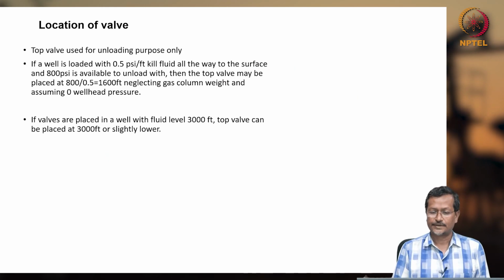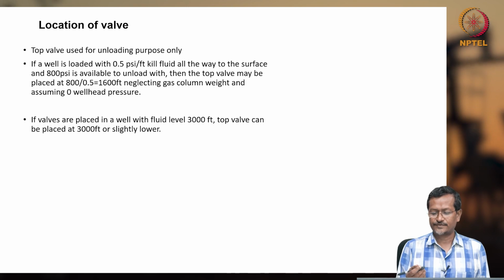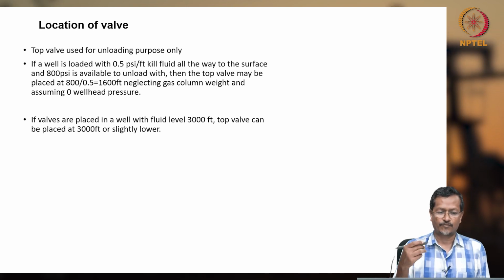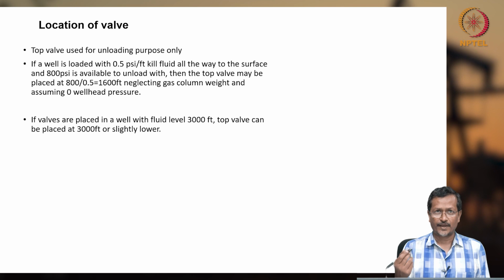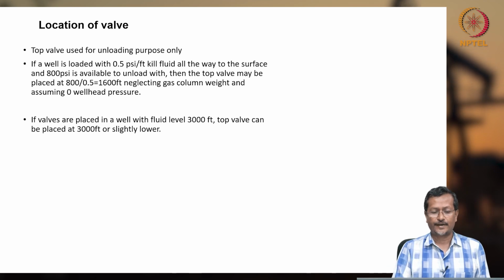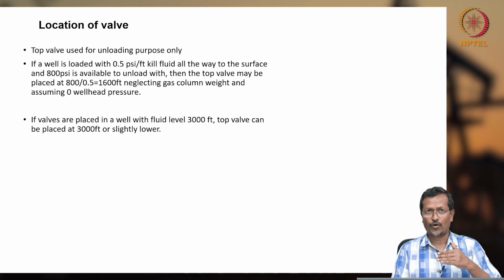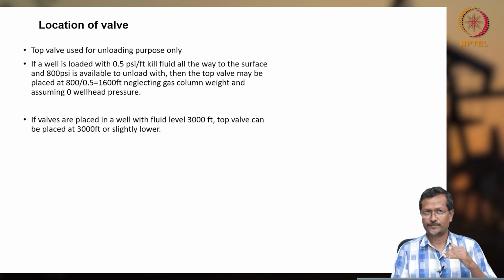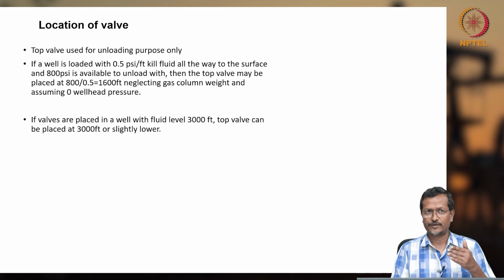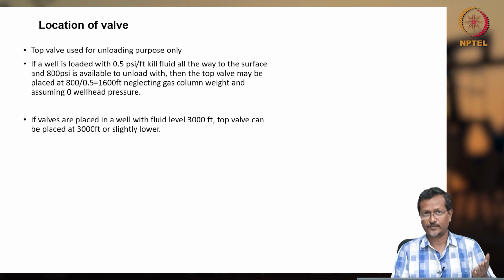Location of valves: normally a gas lift system will have several valves. One top valve will be used for unloading purpose only, and normally this will not be an operating valve. Again, the bottommost valve many times will be the operating valve, but it may not be true that all the time it will be.